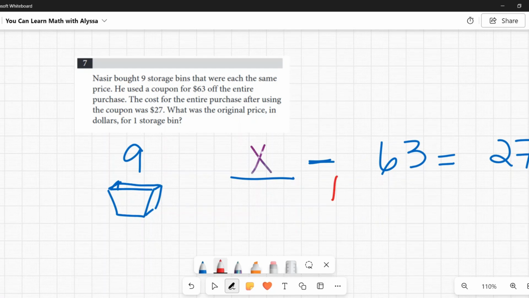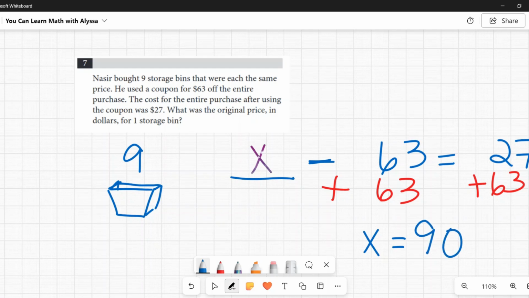So I'm going to add 63 because that's the opposite of subtracting, add it to both sides. And I learned that x is equal to 27. And I wrote minus, I'm so sorry, there we go. I was like, what on earth? 27 plus 63 is going to be 90. So his original purchase price was $90.